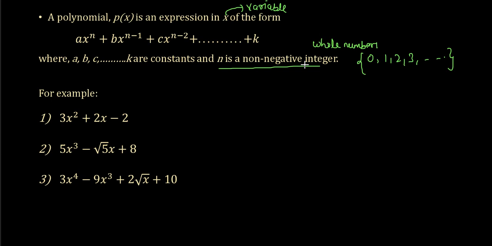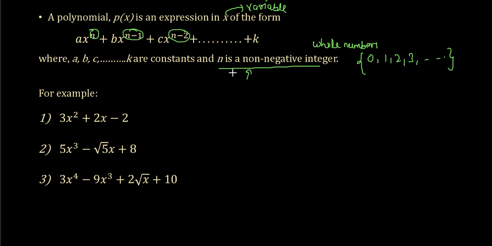Remember, non-negative integers including 0, we say these are the whole numbers. This is a very important condition that differentiates between an algebraic expression and a polynomial. This is the basic difference. In any algebraic expression, you can take any value of the power of the variable. It could be negative, a fraction, or an irrational number. But as far as polynomials are concerned, this n, n minus 1, n minus 2, all these exponents of the variable in each term must satisfy this condition.